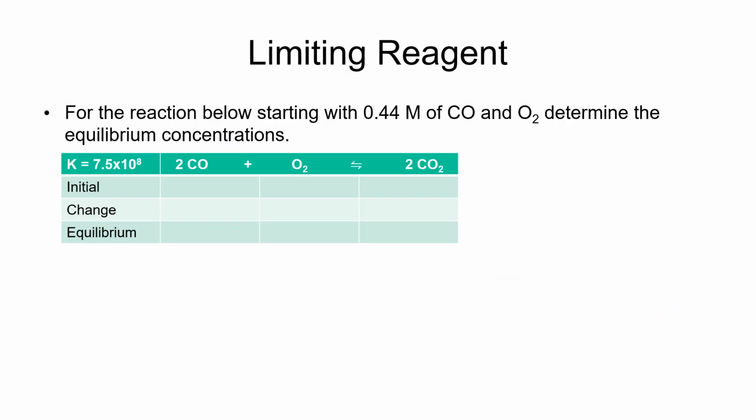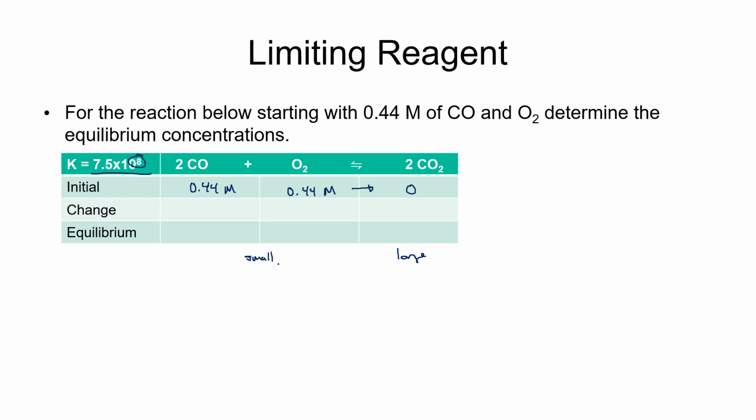Alrighty, so our final situation we're going to look at is if there's more than one thing on the side that's getting all used up. And so here we have, again, a very large value of the constant. And we've got 0.44 moles per liter for each of these things on the left-hand side, and we got nothing on the right. So again, we're going this way. We know that this is going to end up being large because of the size of the value of the constant, and these two are going to end up being small.